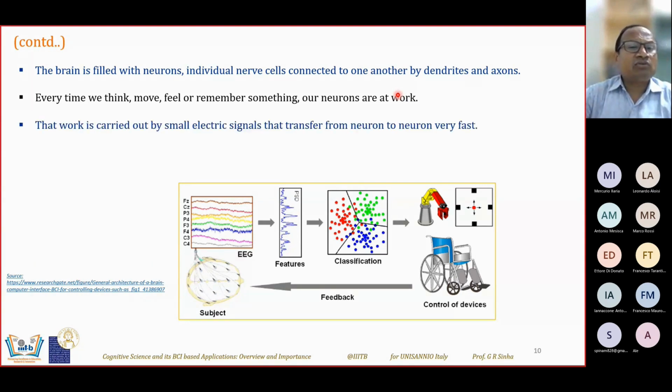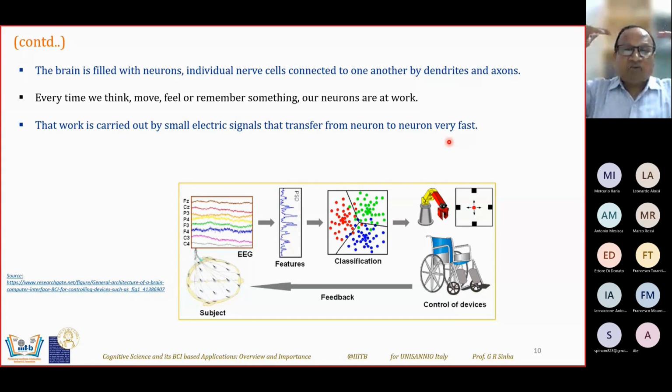The work that neurons carry out is done by small electrical signals, and those signals are used to transfer from neuron to neuron very fast. As I told you, out of billions of neurons, there will be millions of different groups. Each group will have a bundle of neurons. One neuron communicates to another neuron, which communicates to one more neuron. That neuron might communicate to another neuron.